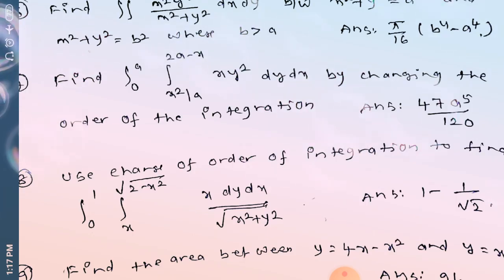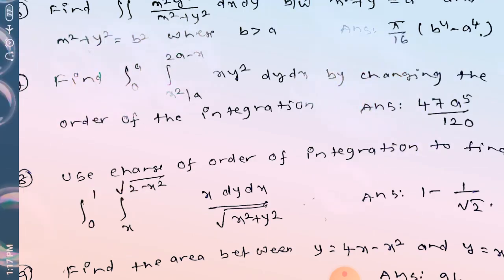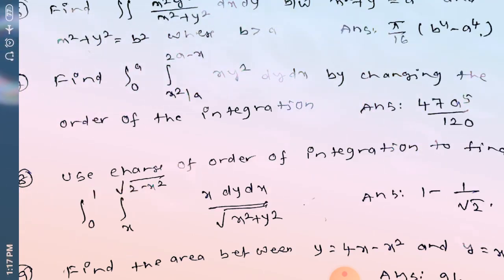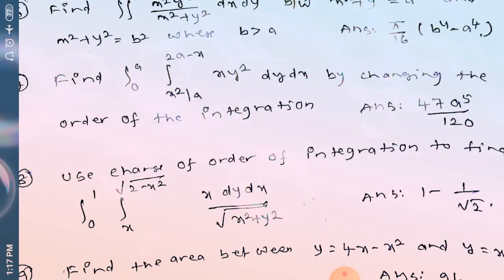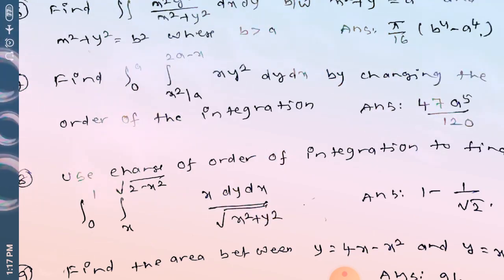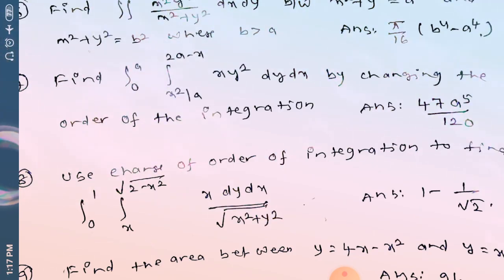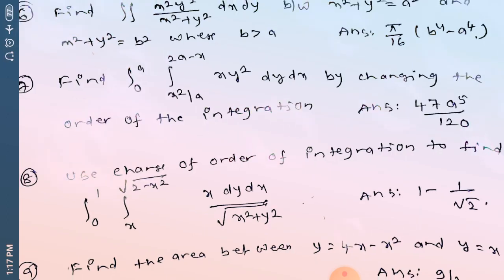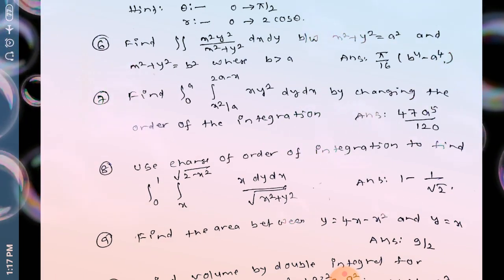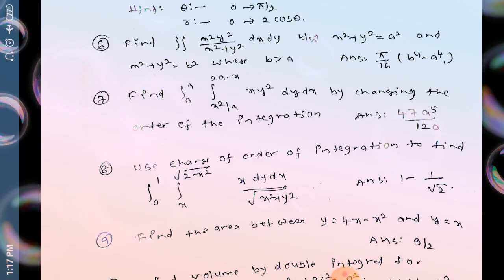So if I take one part, the x limits are 0 to y and y limits are 0 to 1. Similarly, in another part, x limits are 0 to under root of 2 minus y square and y limits are 1 to root 2. Just do the simplification, substitute the limits, combine the two integrals, and you can get the final answer is 1 minus 1 divided by root 2.